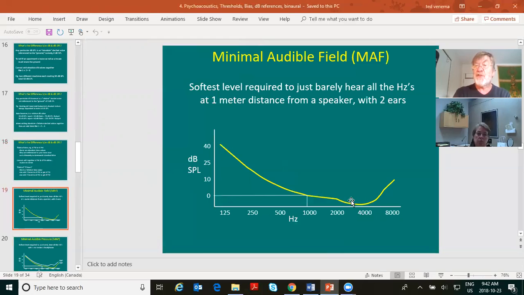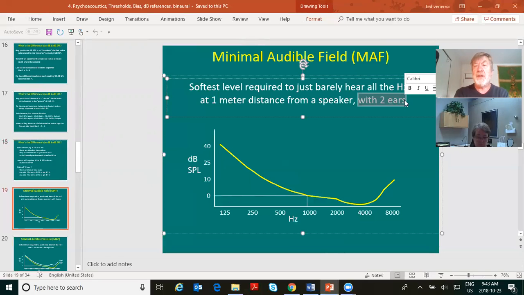And look at the real sweet spot where my cursor is. It takes less than 0. In other words, the pressure will be less than 0.0002 dynes per centimeter squared. So you can have sounds less than 0. So that's minimal audible field, but notice that's with 2 ears, highlighting with 2 ears.